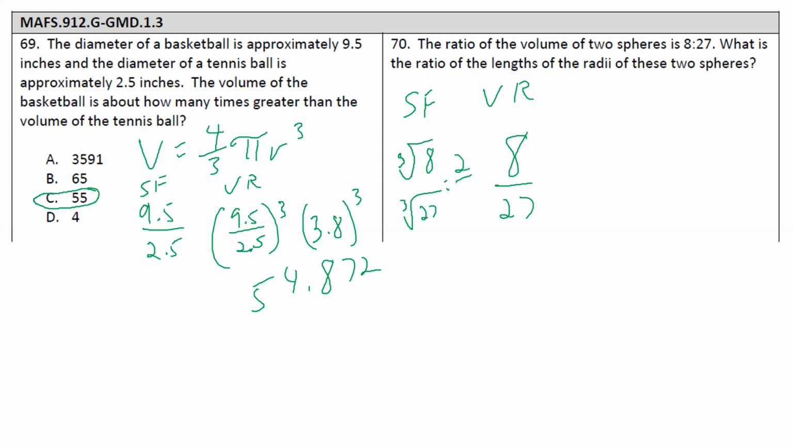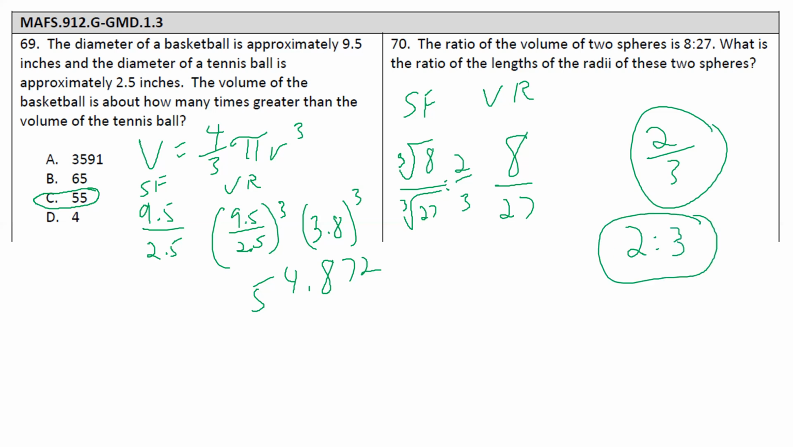That'd be 2 and 3, right? Or just ask yourself, what times itself 3 times gives you 8? What times itself 3 times gives you 27? So that's 2 and 3. So what is the ratio of the length of the radii of the two spheres? That's going to be 2 to 3. Or if you want to write it sideways like they did with the colon, that's fine too.